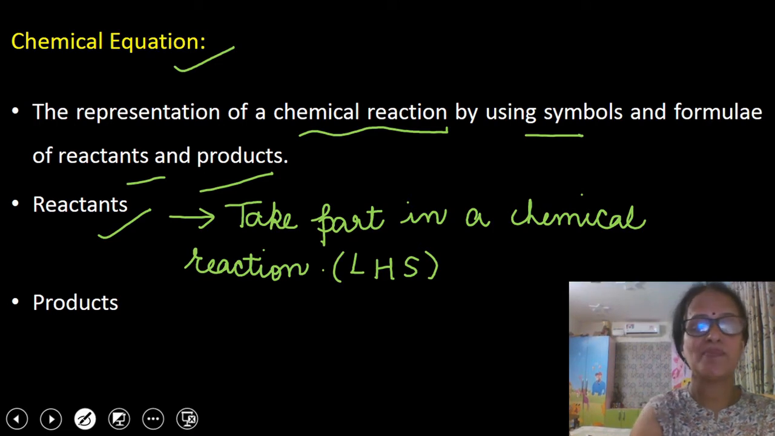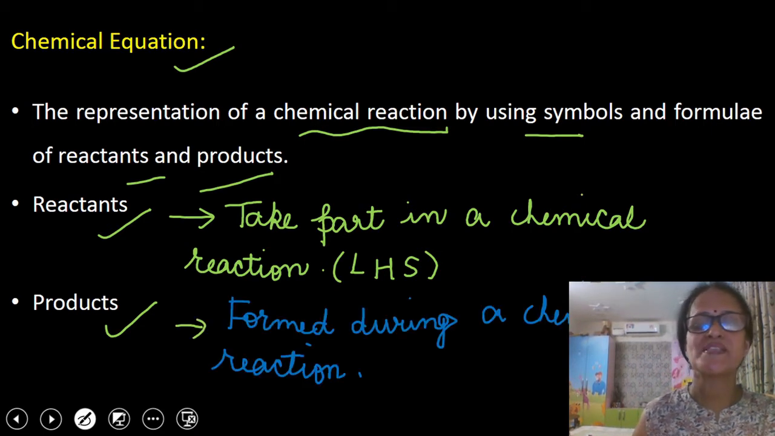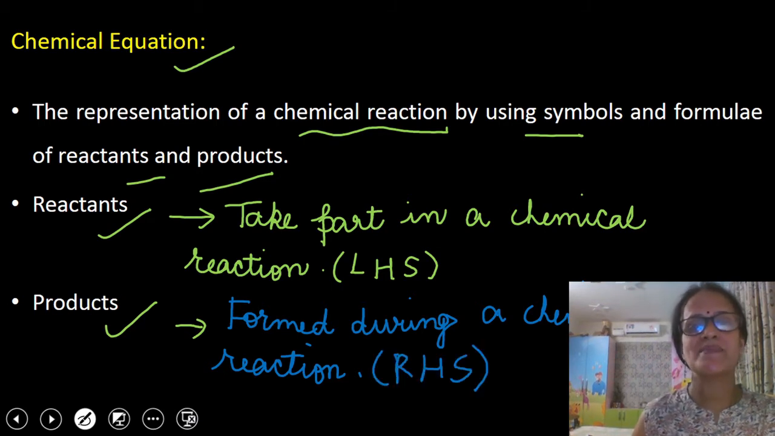Now we will see what are products. Products are those substances which are formed during a chemical reaction. Products are written towards right-hand side of the arrow. And if more than one products are present, a plus sign is used between them.